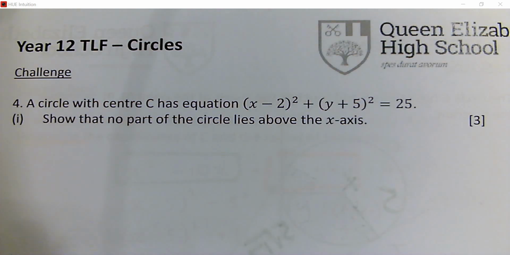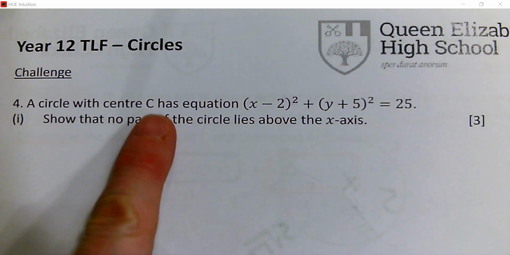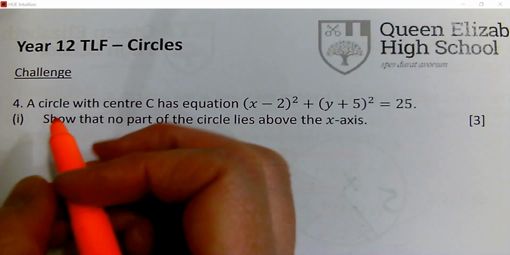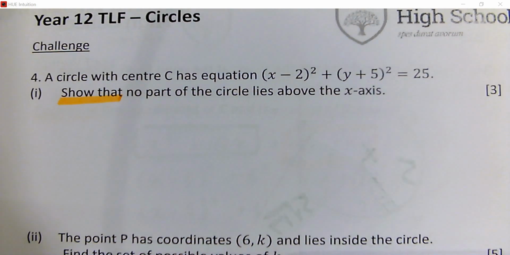Okay, so we have a circle, we're given the equation and we're calling the centre C. We have to show that. So when we see "show that", that means we've got to justify our answer. Show that no part of the circle lies above the x-axis. So it'd be a great idea to sketch it.